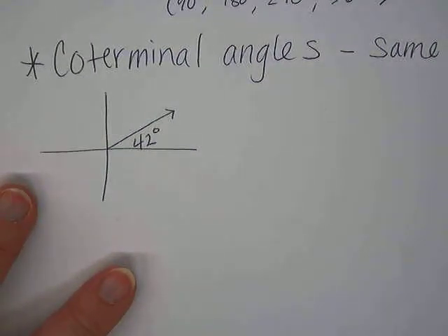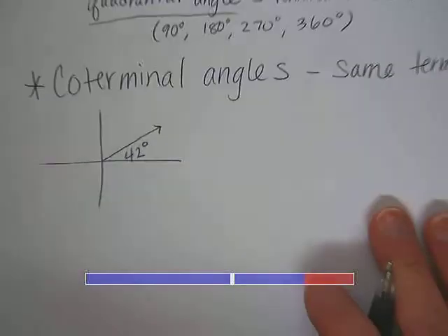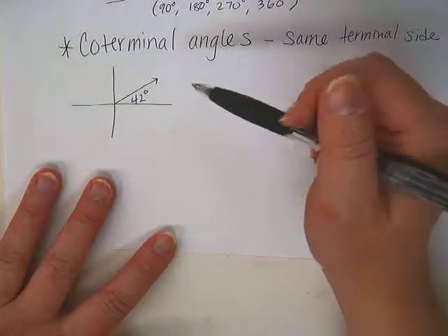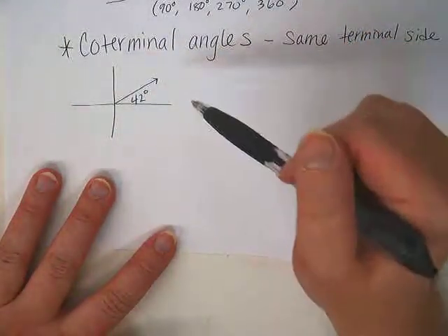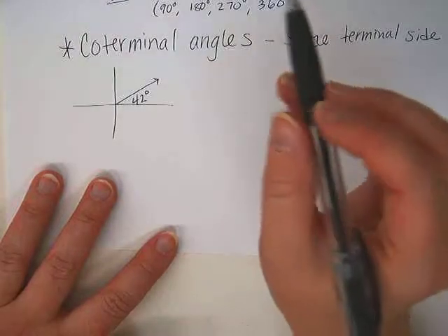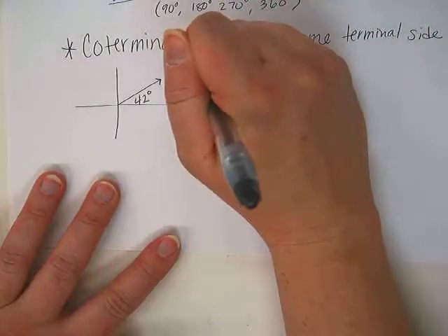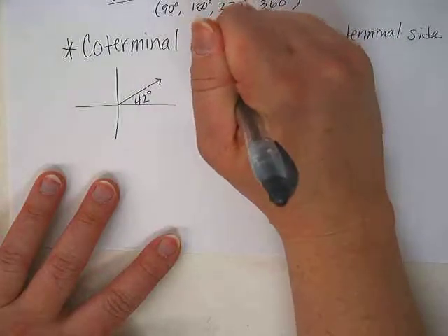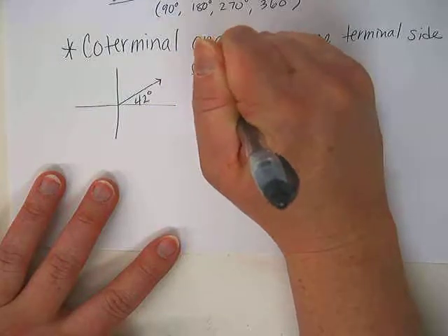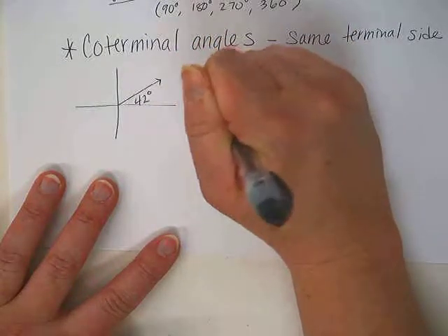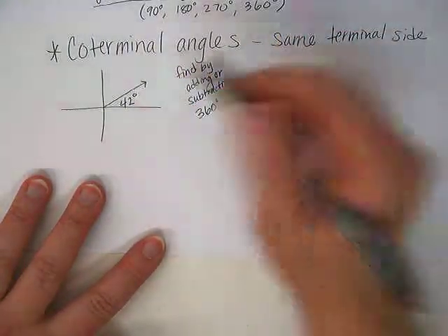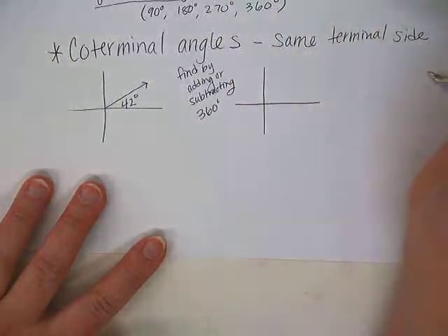can you guys name any angles that are, what's wrong? Oh, sorry. Okay, so how would I find a different name for that same angle? By going around the circle again or going the other direction. Okay, we can find coterminal angles by adding or subtracting 360 degrees. So, give me some other options for coterminal angles with 42.